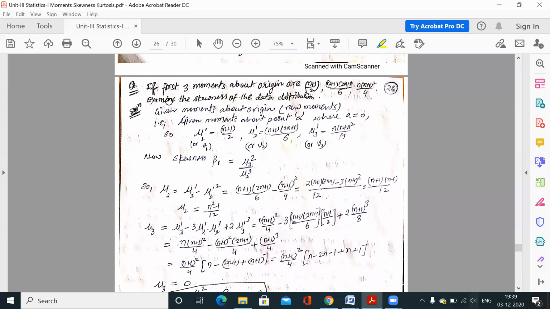Now the next question: the first 3 moments about the origin. About the origin means we have raw moments, mu1 dash, mu2 dash and mu3 dash, the first three moments. Or we can say these are v1, v2, v3. Examine the skewness of the data distribution. Now this is a very indirect question. We have to decide the skewness, and for this we have the raw moments.